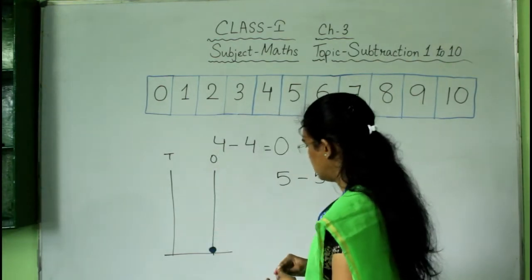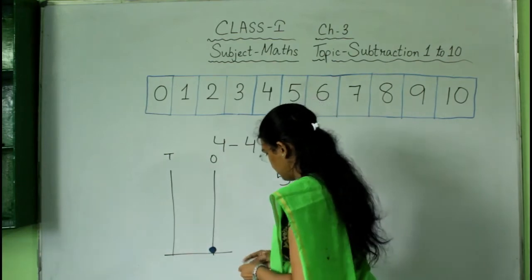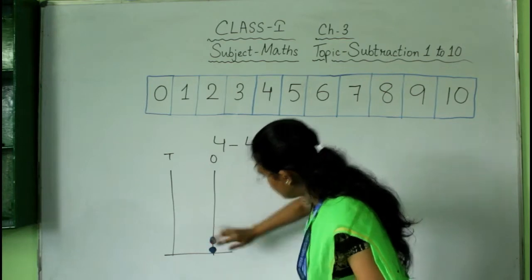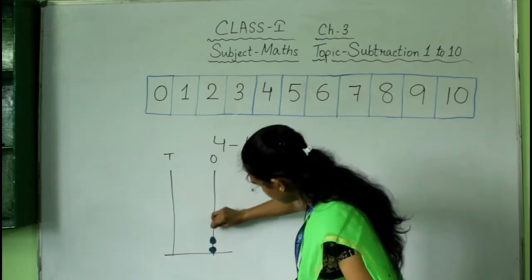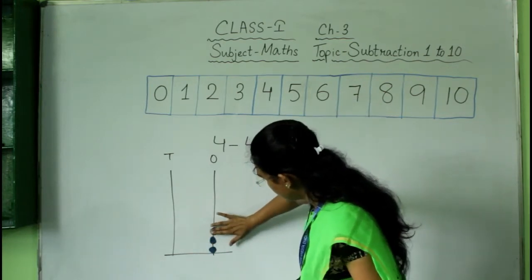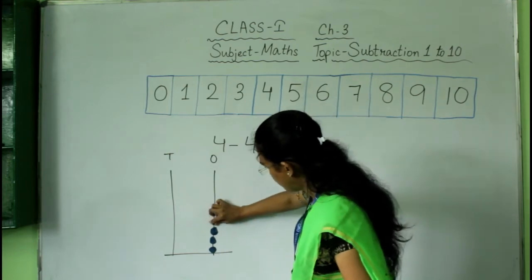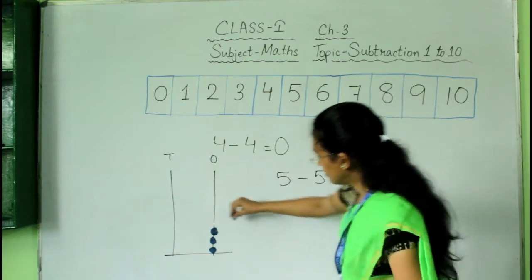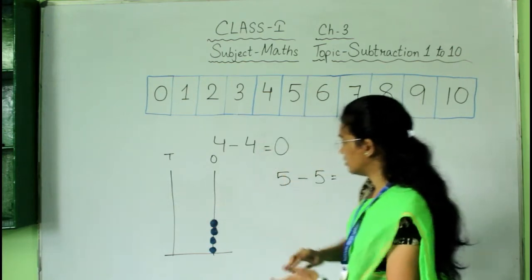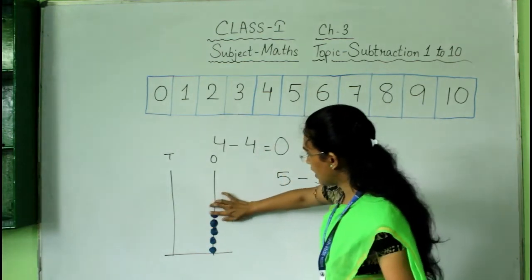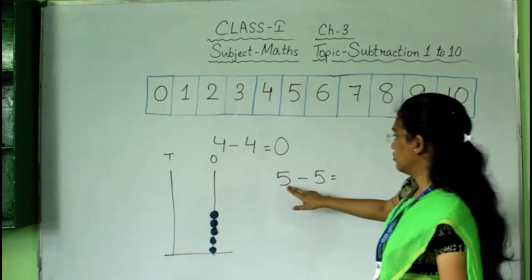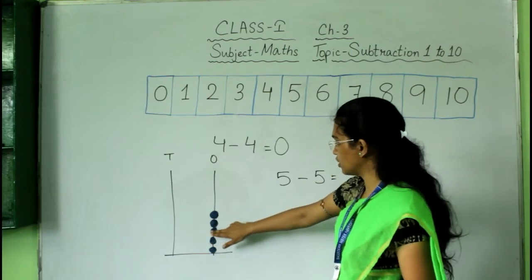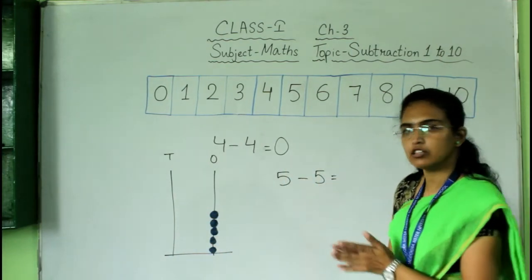1, 2, 3, 4. Okay. 1, 2, 3. Then 4. Then 5. We have to put 5 balls. Okay. 1, 2, 3, 4, 5. Now we have 5 balls.